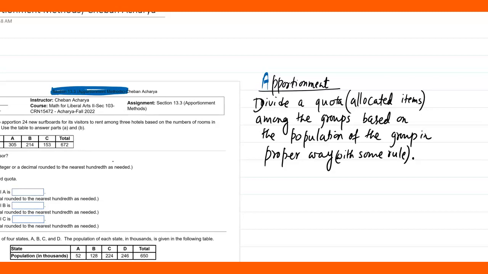And you can think about the US Congress, right? The House of Representatives, and Florida has, I think, 29 House representatives, but Wyoming has only one. Why? Because the population is different. Therefore, you have a different number of representatives for different groups. Here, Florida is one group, for example. Every state is like a group. Therefore, based on the group population, you divide the items among the groups in a proper way. That is called apportionment.